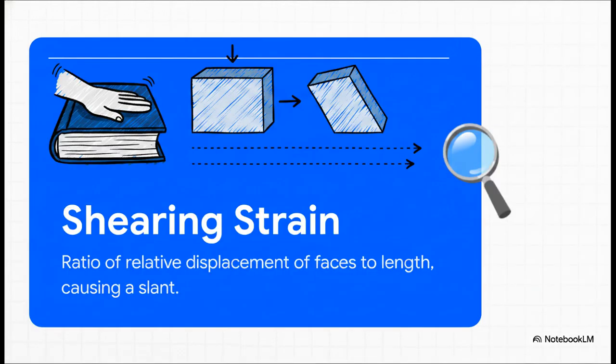But we don't just pull things perfectly straight in the real world. Say you put your hand flat on top of a thick book and slide it parallel to the cover. You're now applying what's called a shearing stress. This tangential force physically slants the shape of the object. And that resulting shift, the angular displacement between the top and bottom faces, gives us our shearing strain.